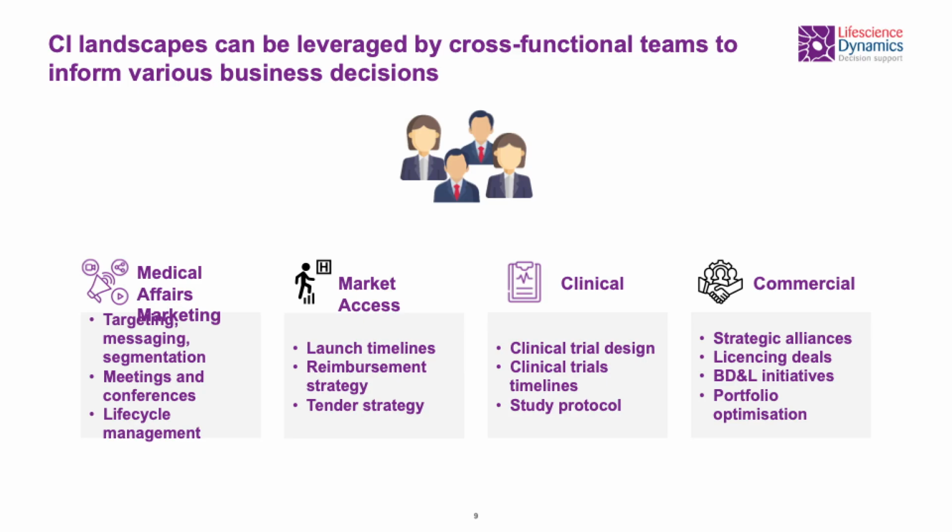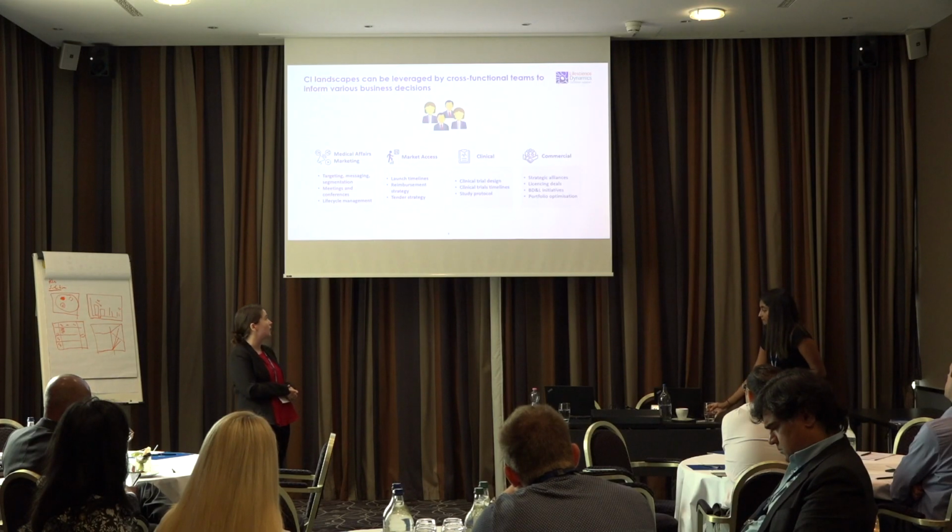And also, who is going to really benefit from this landscape? The CI team, as you may know, lies at the center of an organization, working across cross-functional teams. So a CI landscape is really going to help through all departments. Again, with what we said before, if we're thinking about the medical affairs team, it's going to help inform your messaging strategy, your market access, and also your clinical trial design. So it's really important for all the departments within an organization.